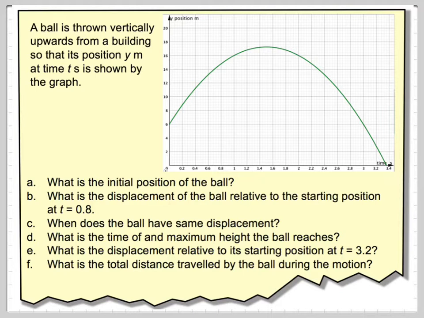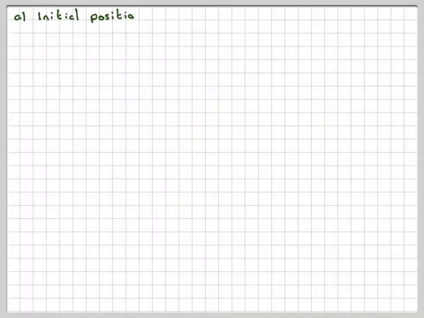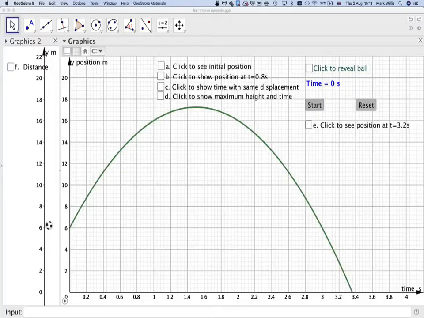Right, to do this, I'm going to use a Geogebra Applet. So the first part is, what is the initial position of the ball? So if we jump to this Geogebra Applet here, you're just going to have a look at the motion of the ball to begin with. Now the link to this Geogebra Applet is in the notes of the video on YouTube.